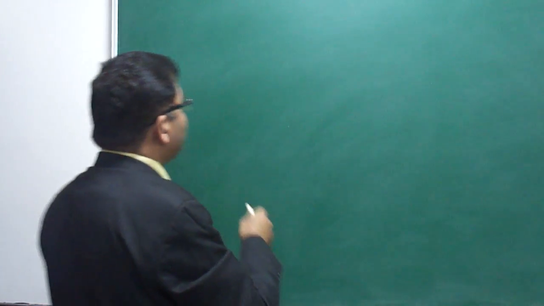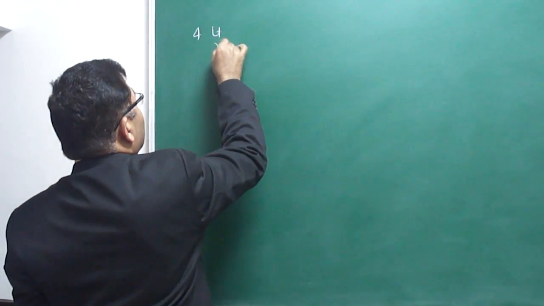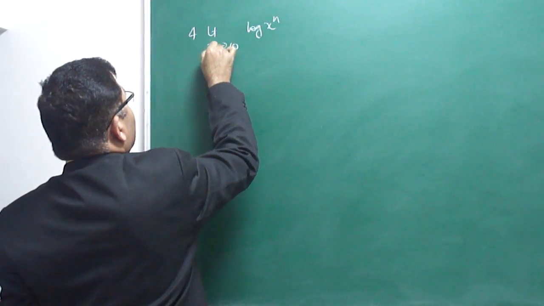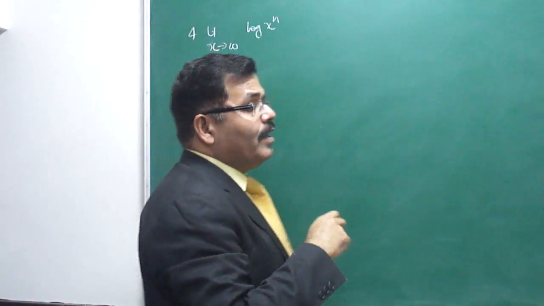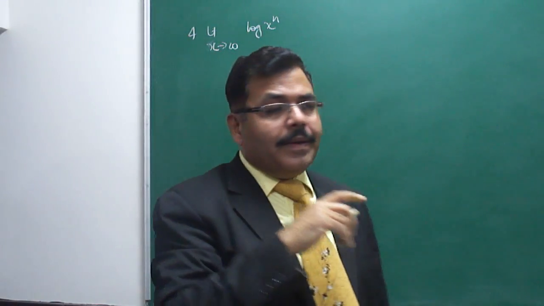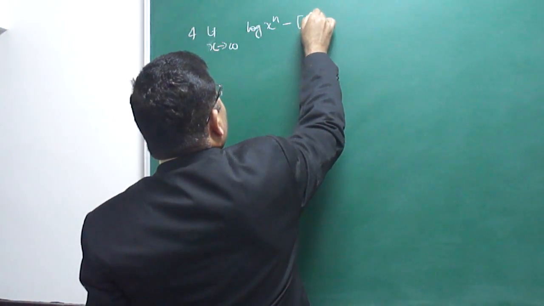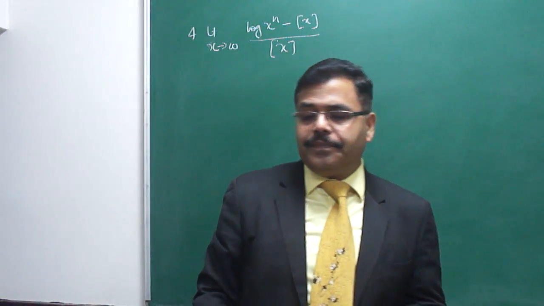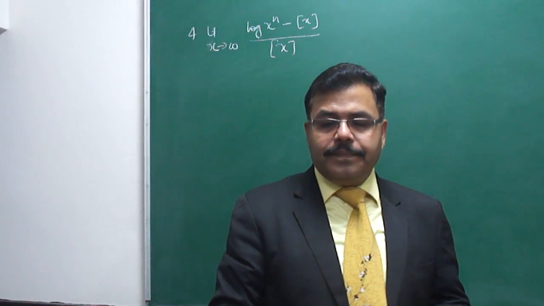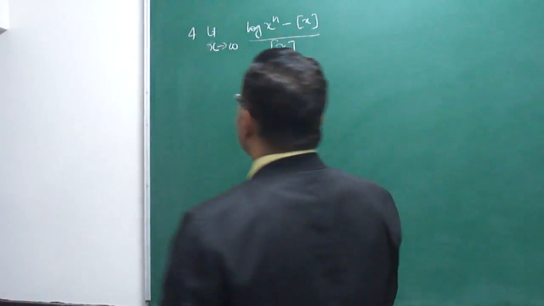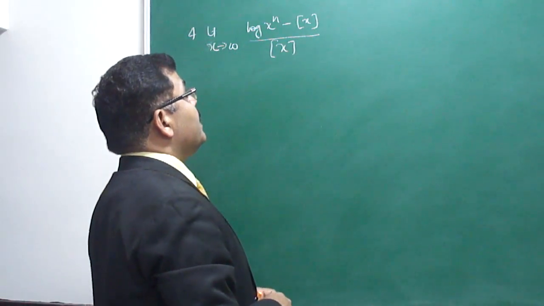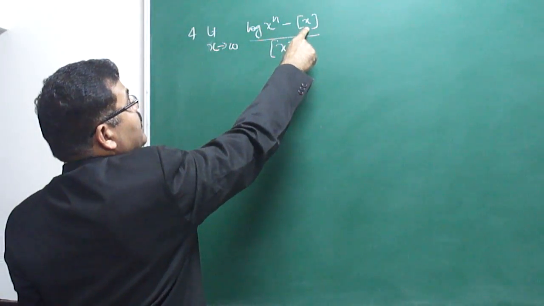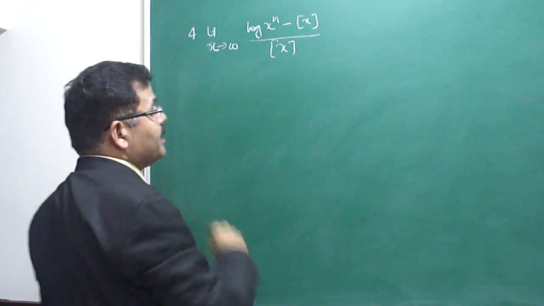Another question, question number 4. Limit x tends to infinity of (log x)^n minus greatest integer function of x, divided by greatest integer function of x. Whether n tends to infinity or x tends to infinity, it can be anything. Let us see what will happen as x tends to infinity.